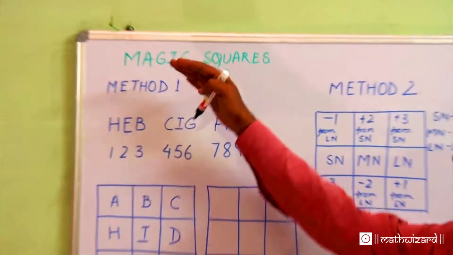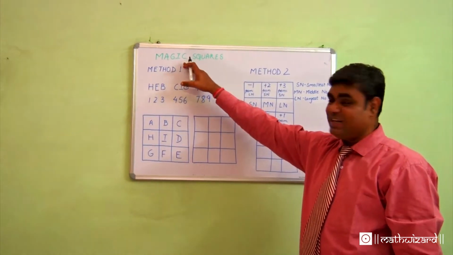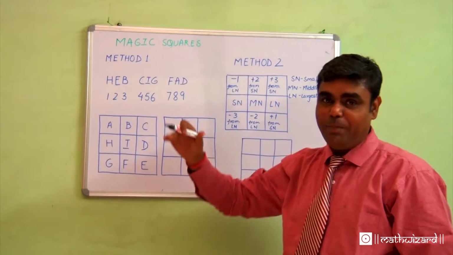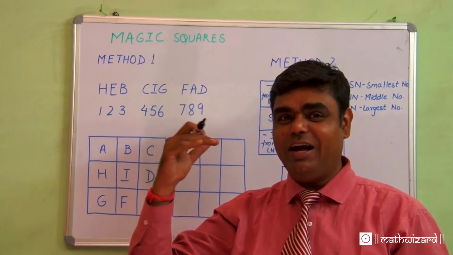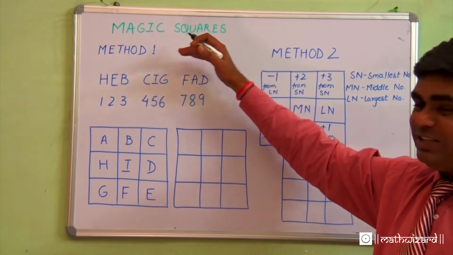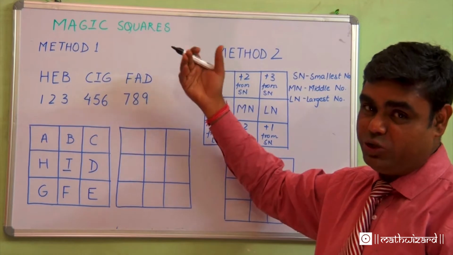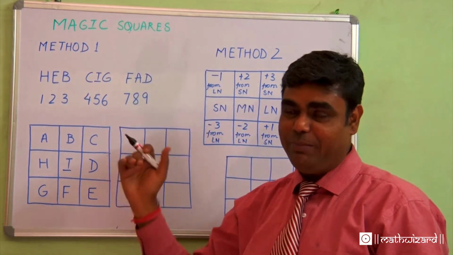A method how to solve magic squares. In our day-to-day studies, these things don't come. But if ever we go for maths Olympiads, they check our higher level thinking, higher order thinking. I would suggest there are a couple of methods to solve. I'll just brief you about two of them right now.